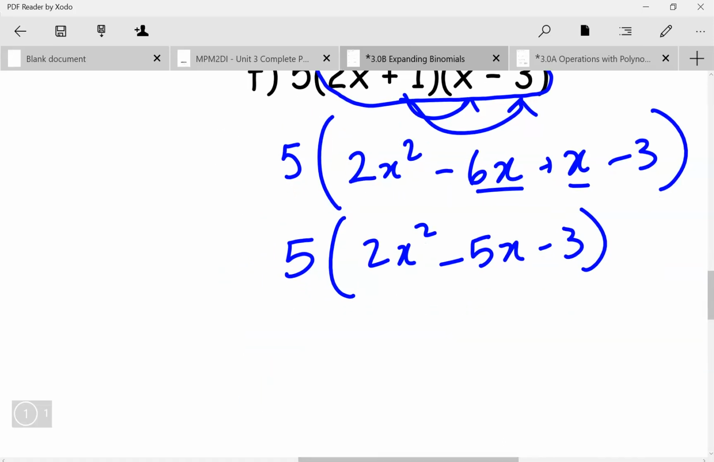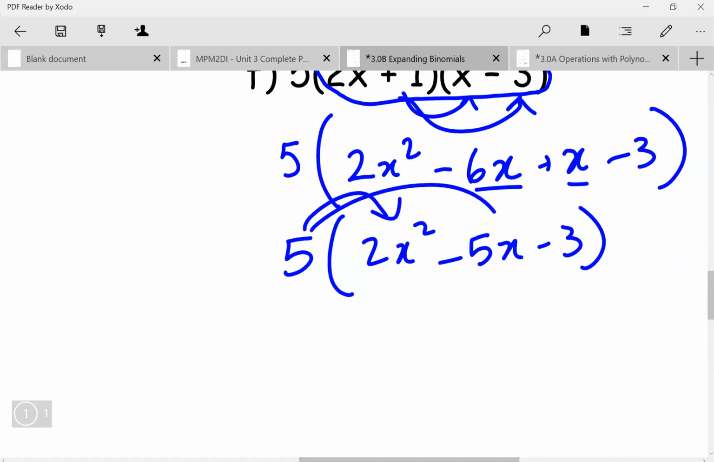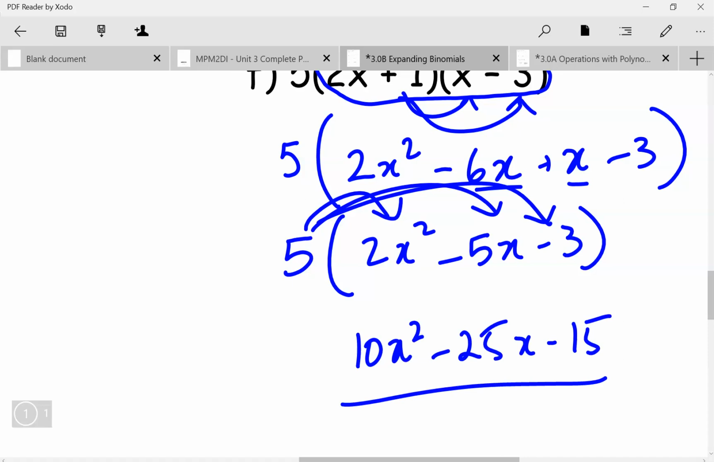And then I'm going to multiply the 5 inside all these 3 terms using the distributive property. 10x squared minus 25x minus 15 is my final answer.